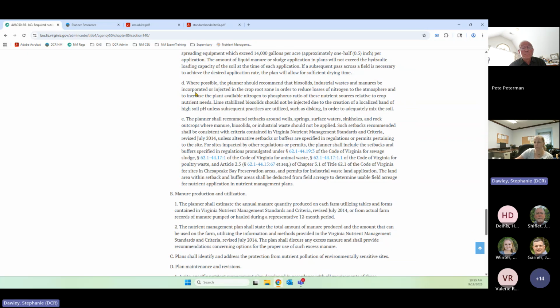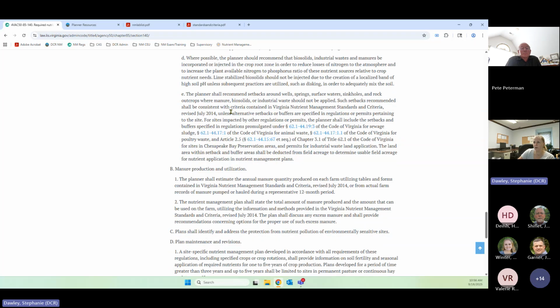Where possible, if you're doing a biosolid, industrial waste, or manure that can be incorporated or injected, we're going to recommend that. However, that will change the rate of your plant available nitrogen. So while we do recommend incorporation or injection, that might decrease how much manure you can apply on the field. So do be aware of that as a planner as well. That has gotten some people in the past.